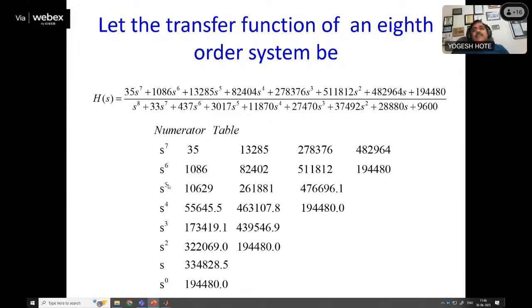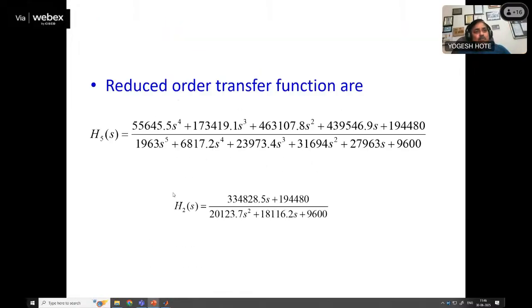For the first question, I will explain how to get the second order model. So now, who is speaking with me here? Yeah, the girl who is speaking. Hello. Ravindra, just a minute. This is 201 S squared plus 1811 S plus 9600. Okay, this is the denominator. Now you can see the Routh array.